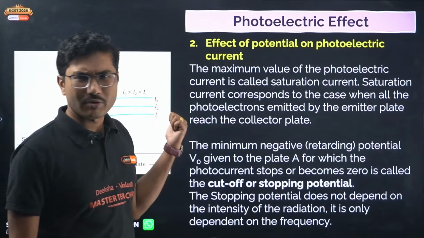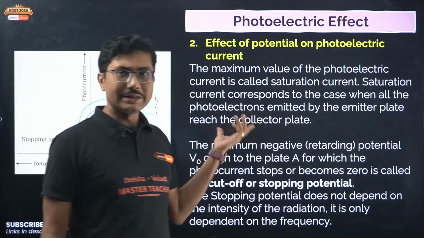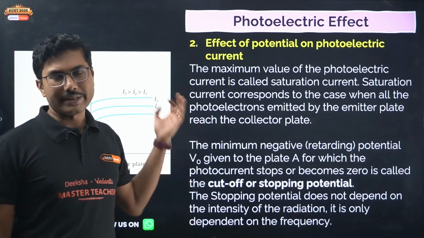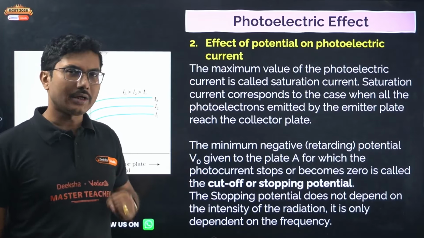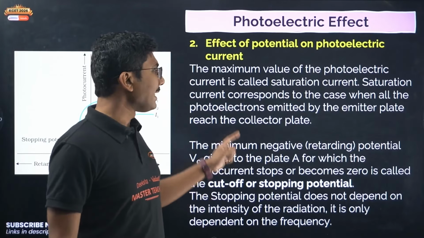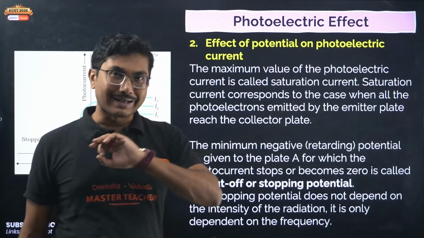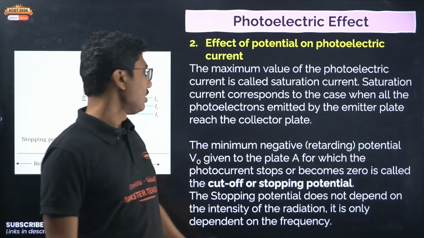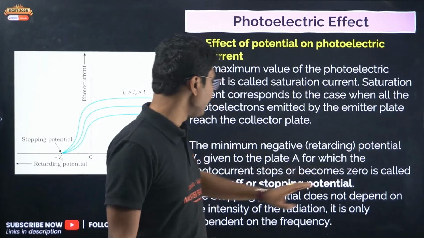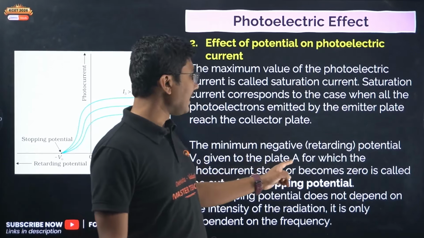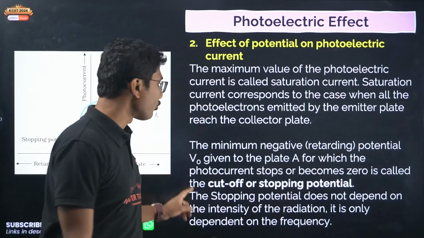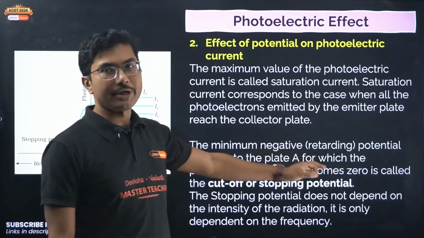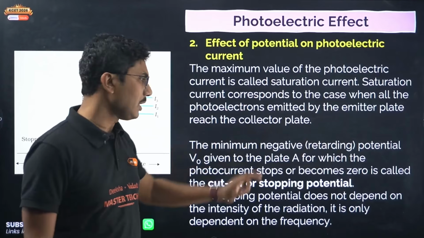The emitter plate name is very easy to understand. Emitter means the active plate which is emitting electrons, and the collector plate is the one connected to the battery which is collecting the electrons. The minimum negative or retarding potential, that's why the battery is connected in reverse order, to stop that current and measure it. The minimum negative potential V0 given to plate A, for which the photocurrent stops or becomes 0, is called the cutoff or stopping potential.